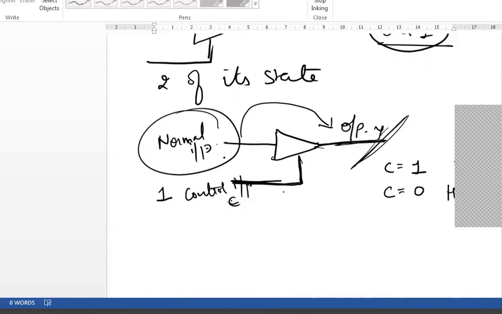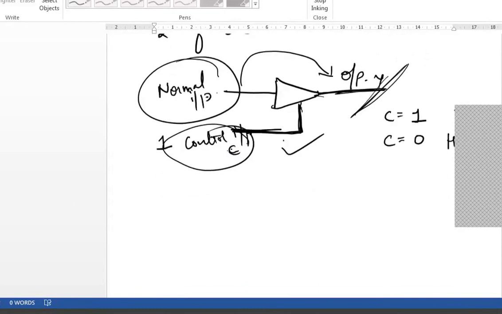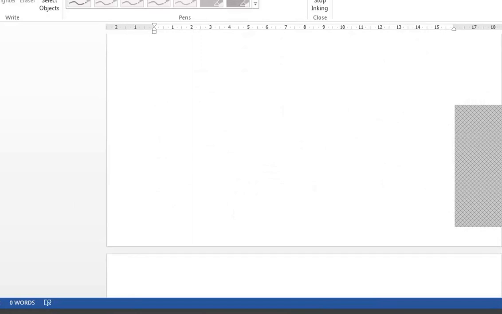So, did all of you understand tri-state? Your output depends upon the control input which we are providing. Now, can you think of how I can use this tri-state buffer for designing the common bus? Let us see.